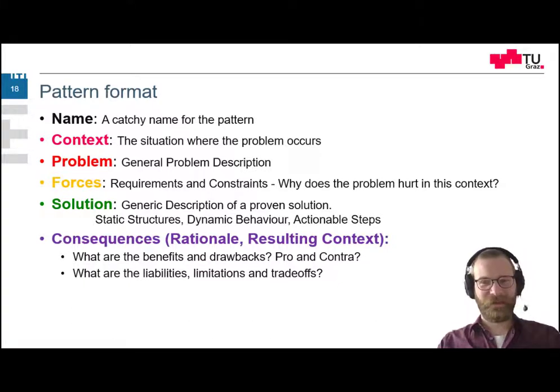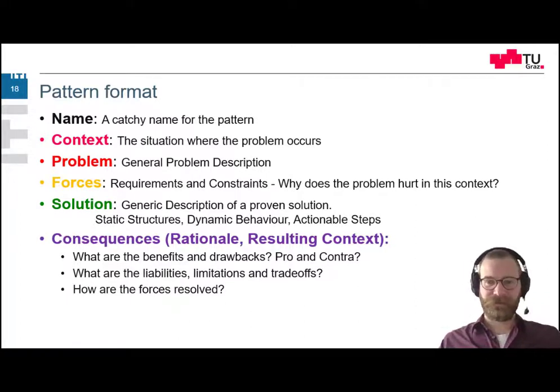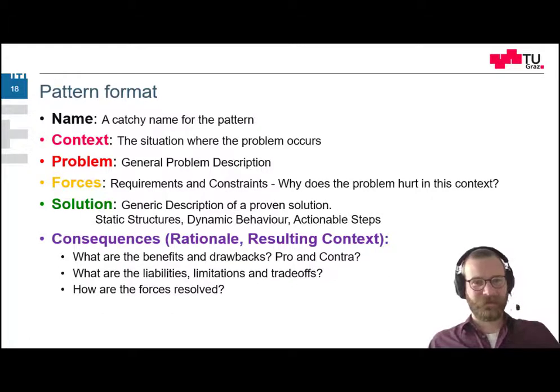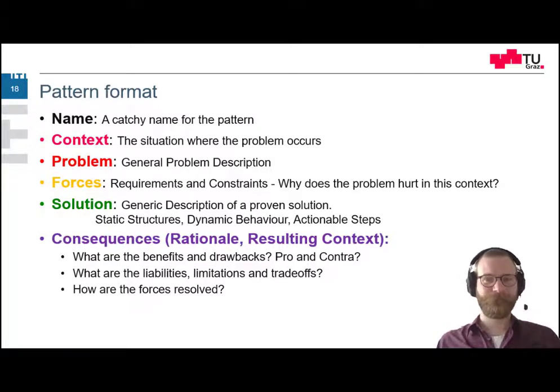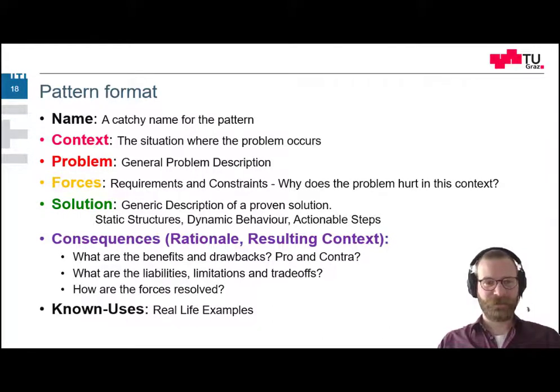So for example, for a Hello World application, it doesn't make sense to use design patterns. Maybe Hello World itself is a pattern. But yeah, don't make it more complicated than it has to be. And in the consequences, very often is described how the forces are resolved. So how the challenges and requirements are actually resolved by using this pattern. And what also should always be there are known uses, so real life examples of using this pattern.